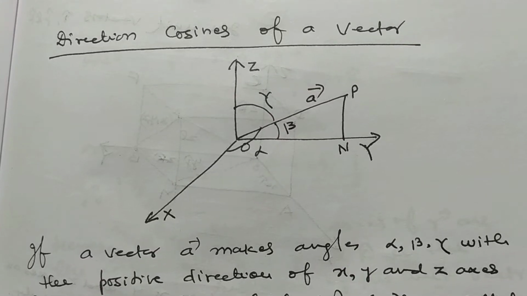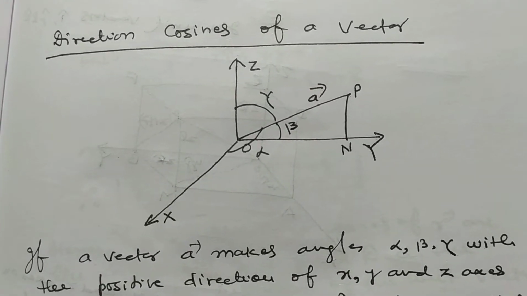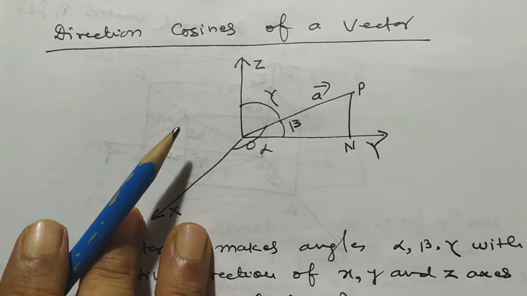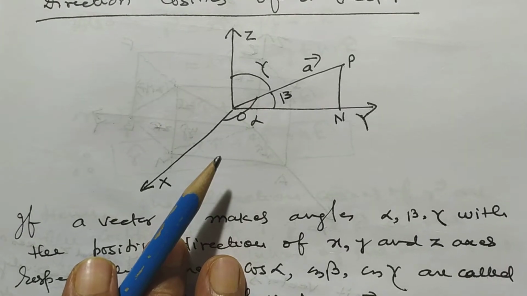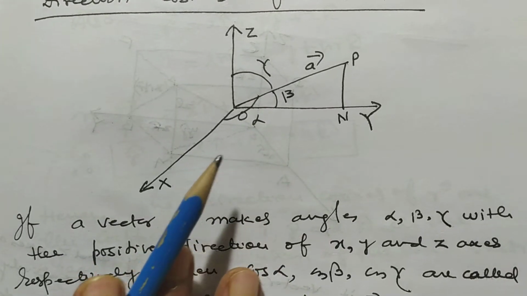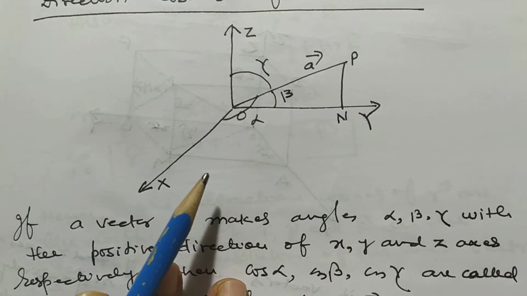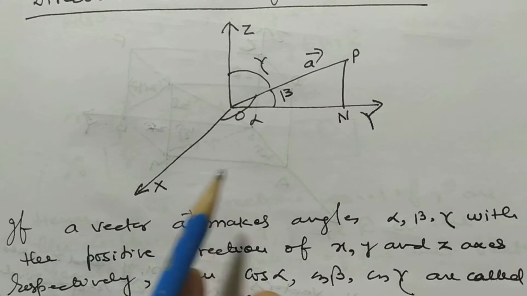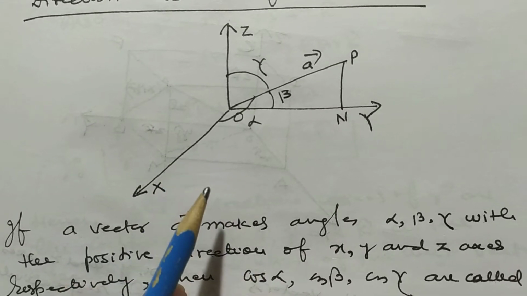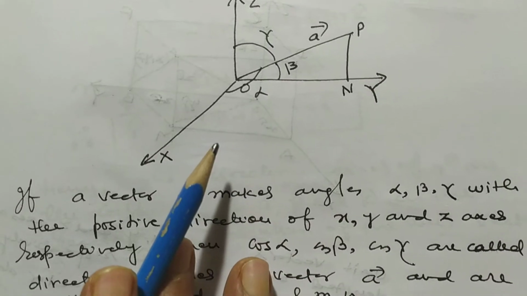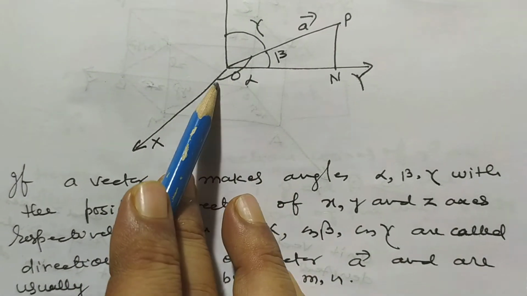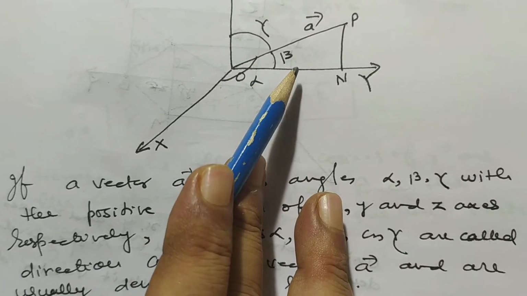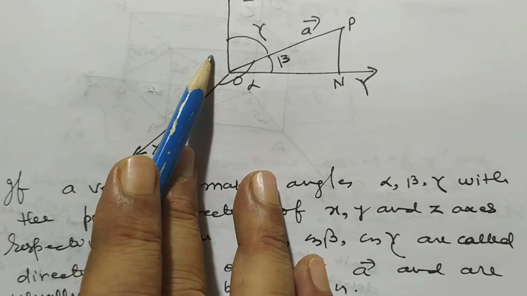My dear students, today I want to discuss direction cosines of a vector. What are direction cosines of a vector? Now see, OP represents a vector A, and OX is the x-axis, OY is the y-axis and OZ is the z-axis in space. This vector OP makes an angle of alpha with the x-axis, an angle of beta with the y-axis, and an angle of gamma with the z-axis.